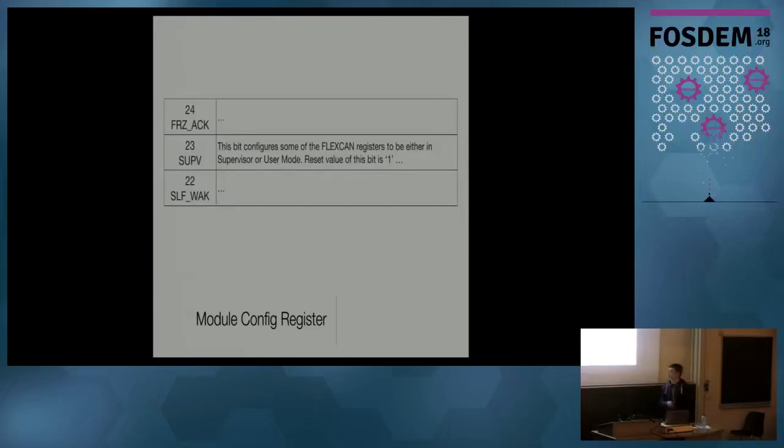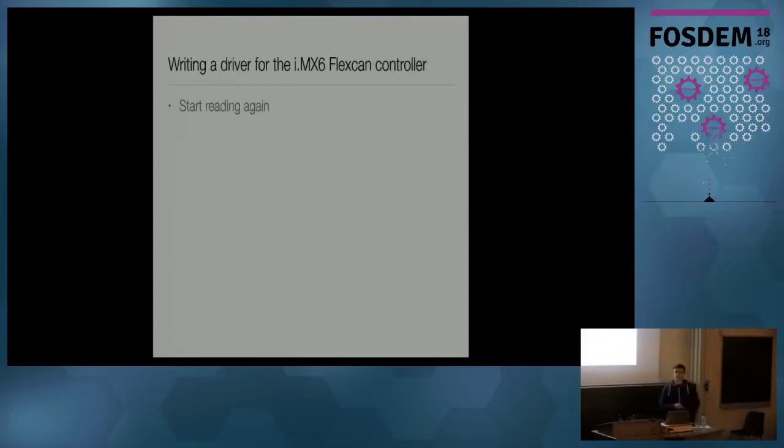So you look into the table where all these bits are luckily described for you, and it says, okay, this bit configures some of the FlexCAN registers to be either in supervisor or user mode. Reset value of this bit is 1. So then there's a little bit more text saying that access to certain registers may be restricted according to the setting of this bit, but you never find anything where the registers that are maybe restricted and access to this register is defined.